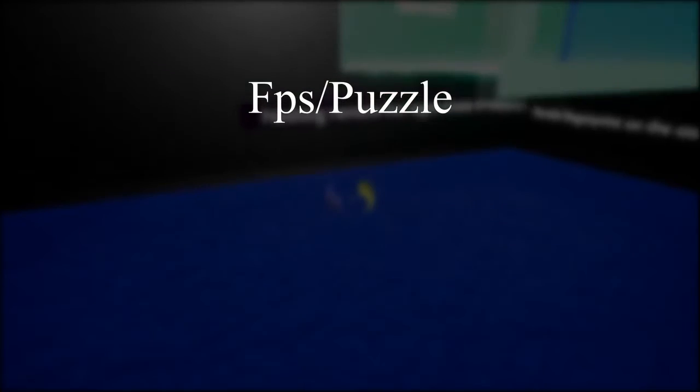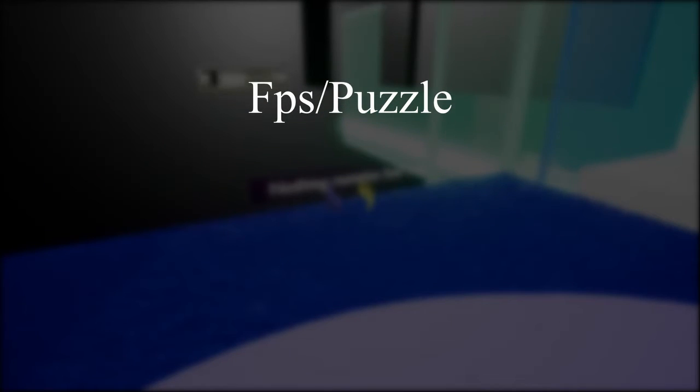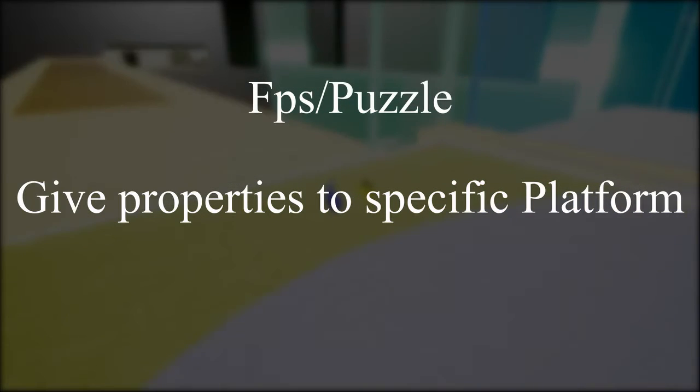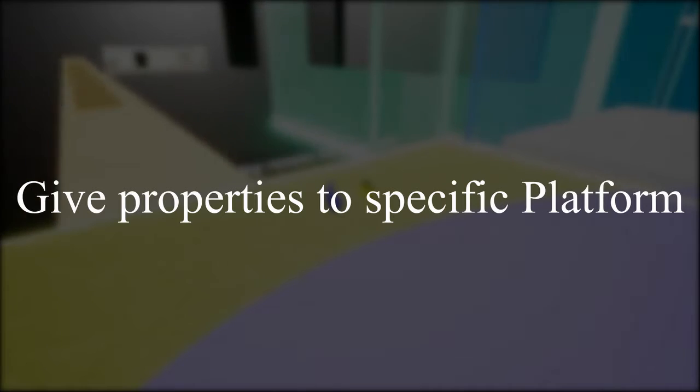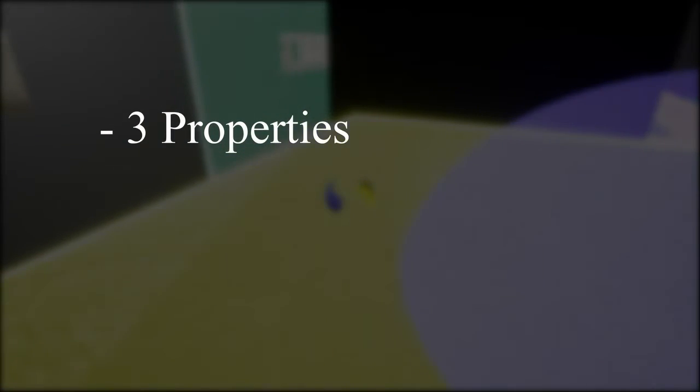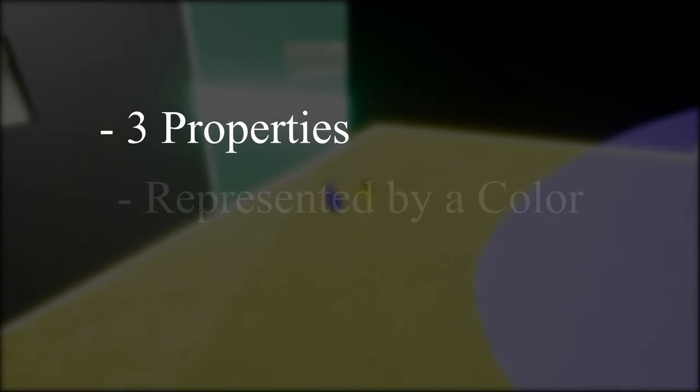So Trinity, what is it? Well, it is an FPS puzzle game where the main concept is that you can give properties to certain platforms. Using these properties, you have to find a way to reach the exit. There is a grand total of 3 properties that you can give, and you can't give more than one property at the same time. Each property is represented by a color.